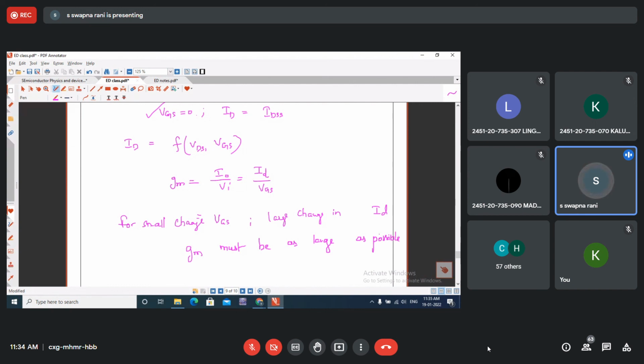So what is the significance of GM, transconductance? You need to explain the GM definition, and next you need to explain the physical significance of GM: ideally there should be a large change in the drain current for a small applied gate voltage. For a small applied gate voltage we want to get a large drain current. Therefore, GM must be as large as possible.